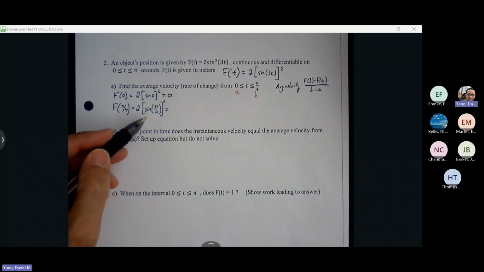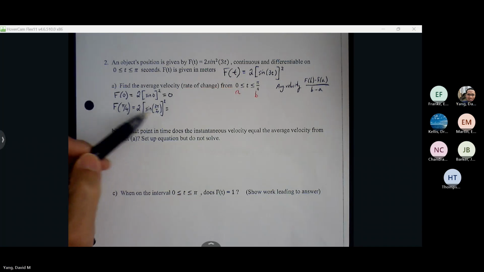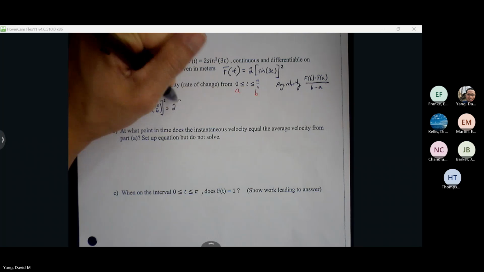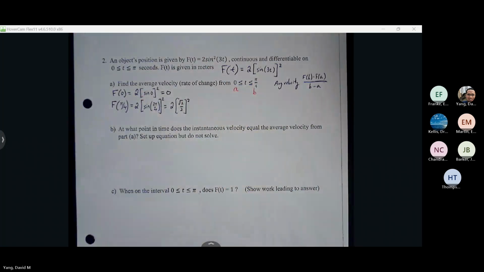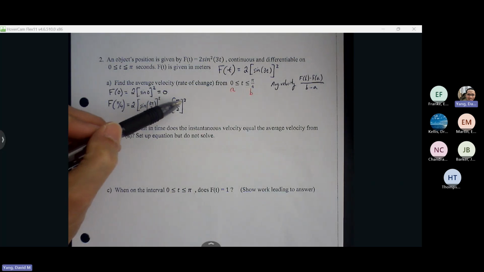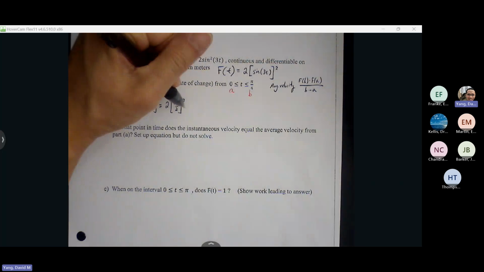So sine of 3 pi over 4, we know that's in that pi over 4 family. Sine and cosine are both root 2 over 2, but sine is going to be positive in the second quadrant. Root 2 squared is 2. 2 over 4 is 1/2. 1/2 times 2 is 1.